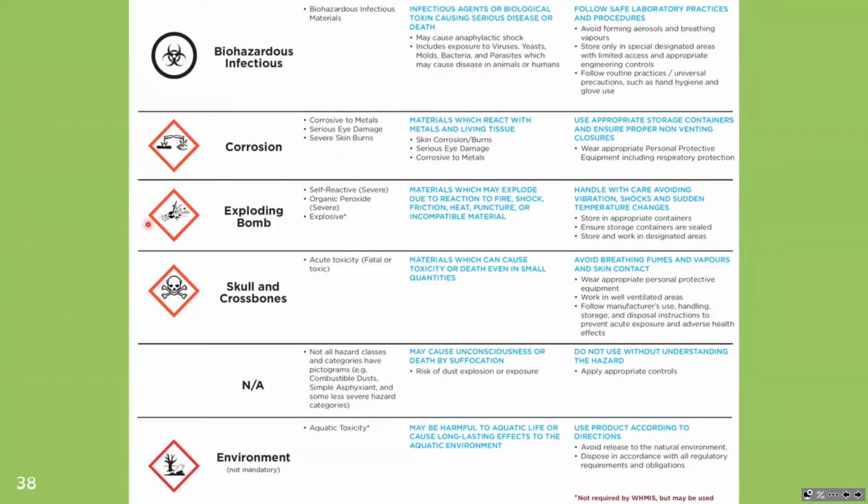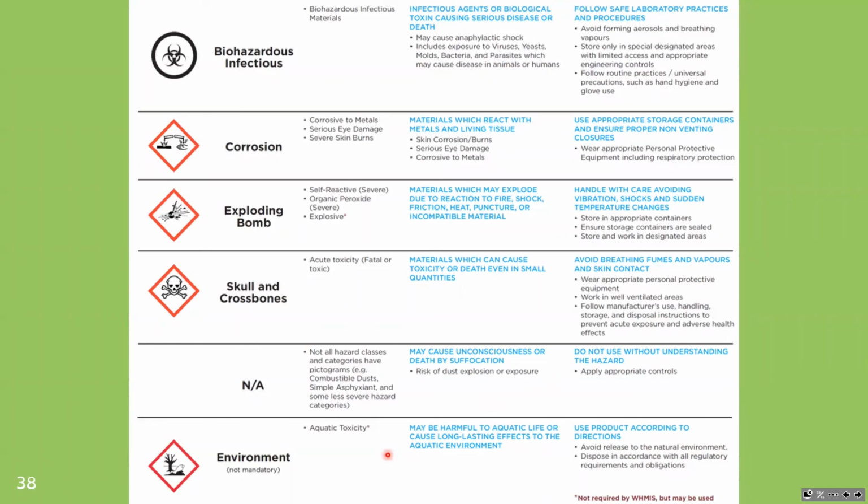Then we have exploding bombs. We have explosives, which again looks very similar to the other explosives, a bit of a circle kind of bomb thing, and then everything busting out. So this can be described as self-reactive if it's severe, organic peroxide if it's severe, and explosive. Materials which may explode due to reaction to fire, shock, friction, heat, puncture, or incompatible material. The safe handling is to handle with care, avoiding vibrations, shocks, and sudden temperature changes. Store in appropriate containers. Ensure storage containers are sealed and store and work in designated areas.